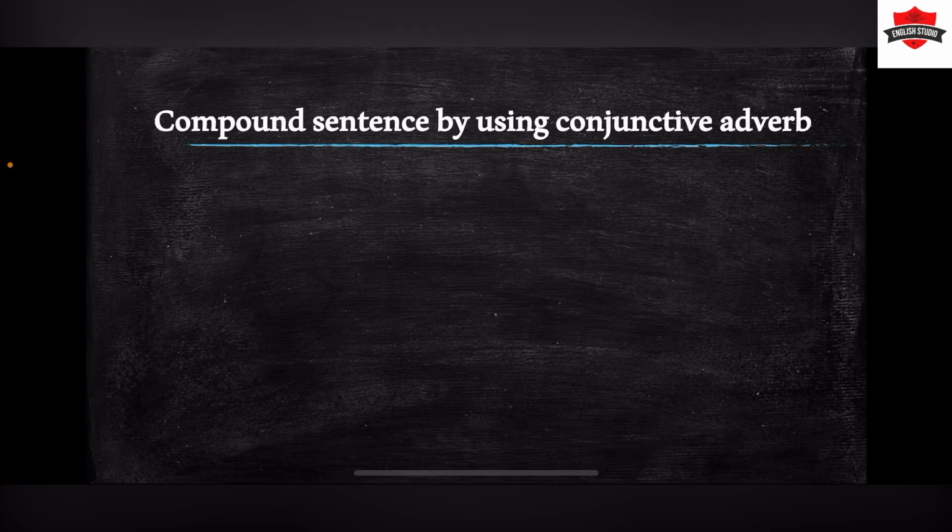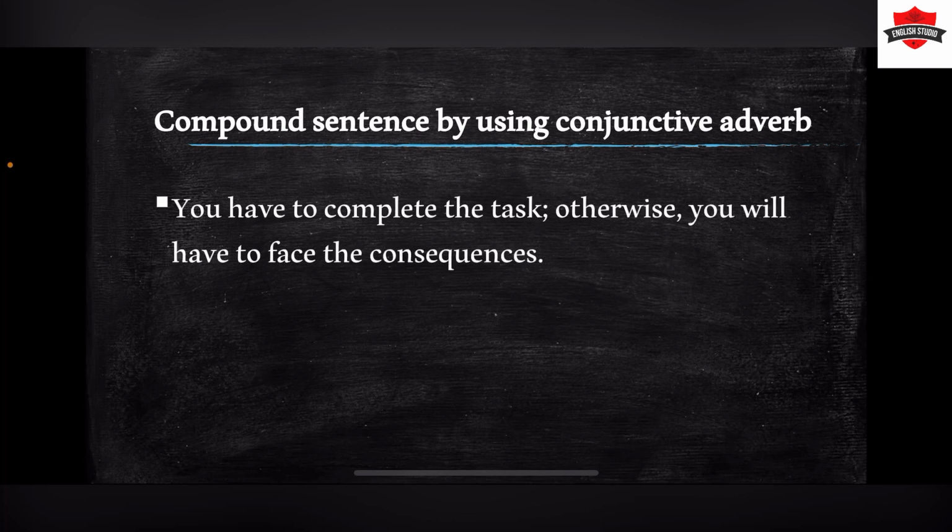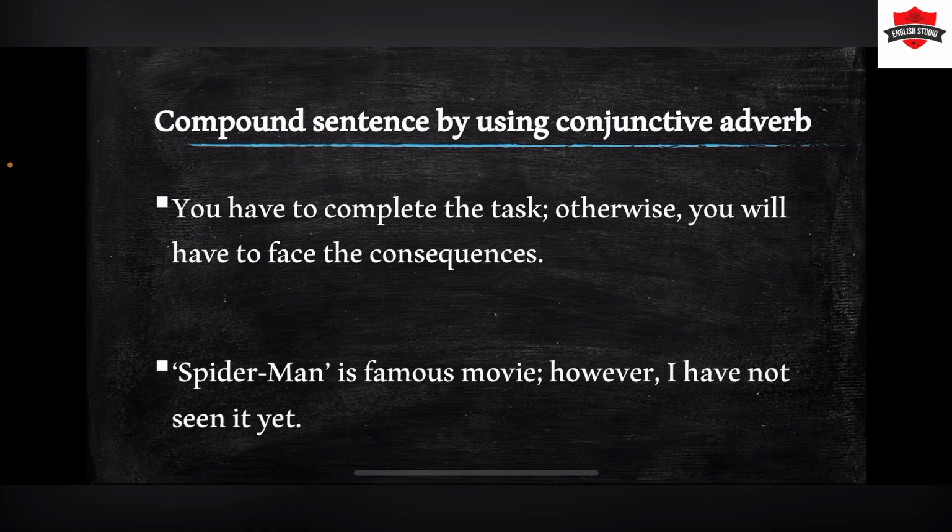Next is the compound sentence with conjunctive adverb, such as however, anyway, meanwhile, likewise, otherwise, and many more. You have to complete the task, otherwise, you will have to face the consequences. Here we use the conjunctive adverb otherwise. Next example is Spider-Man is a famous movie, however, I have not seen it yet. This is also a kind of compound sentence. We use the conjunctive adverb however in the sentence.